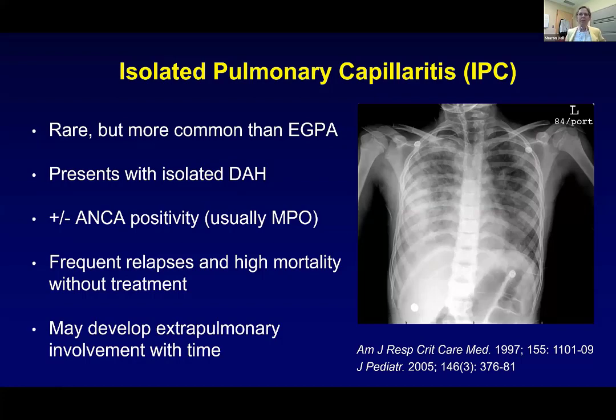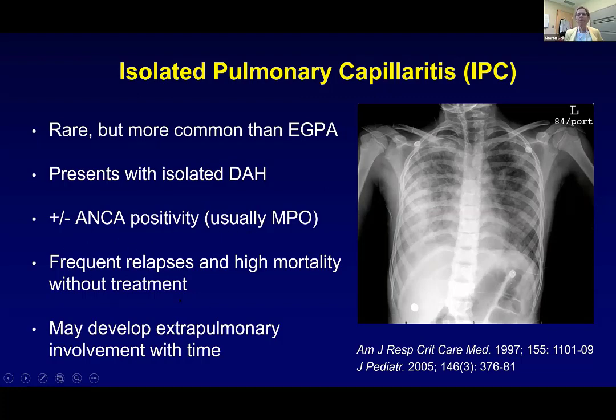For those of you who work in larger centers, you're probably going to see at least one of these during your pulmonary fellowship. These kids present with isolated diffuse alveolar hemorrhage. They may or may not be ANCA positive. If they are ANCA positive, it's usually an MPO antibody, like you see with microscopic polyangiitis.